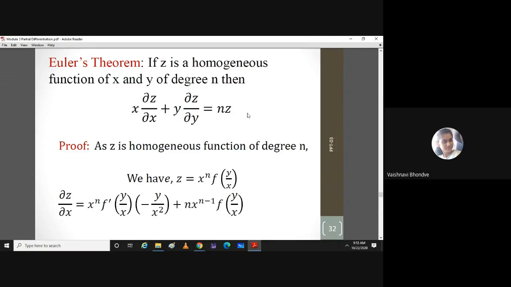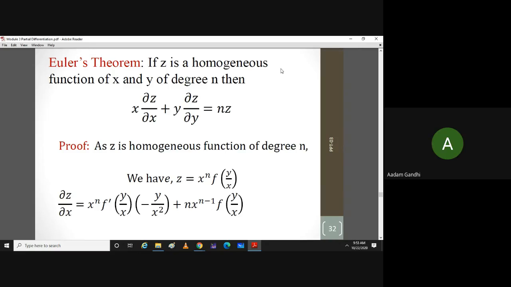Yeah, good. Okay. So what I'll have to check? I'll have to check whether z is homogeneous or not. And second question is, if it is homogeneous, then what is its degree? Okay, then I will apply this Euler's theorem. Now is sine inverse x upon y homogeneous?